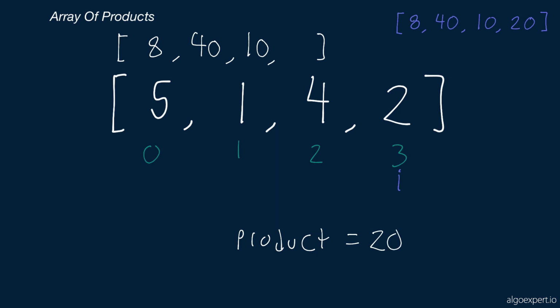We then move j over to our last position. We see that i and j are the same, and so we do not do any multiplication here. Now we are done. We simply add 20 to our output array. Again, let me just write this in the correct color. We then reset our product back to 1. We would then move j all the way back to the beginning, but now i is completely done.